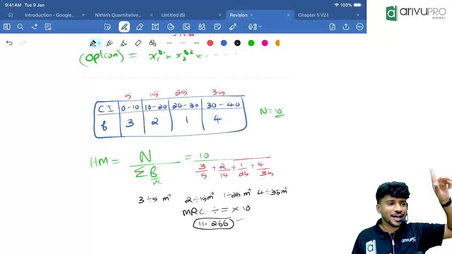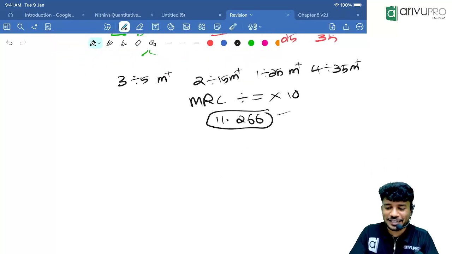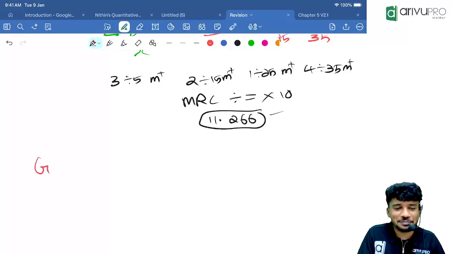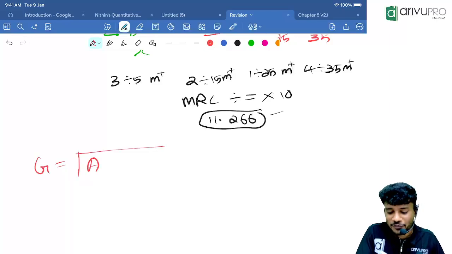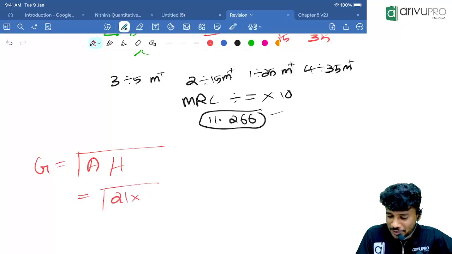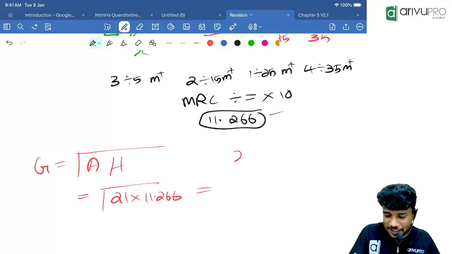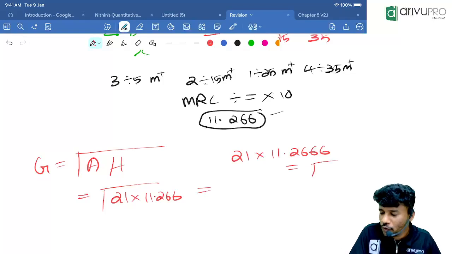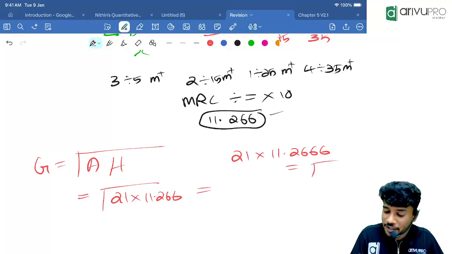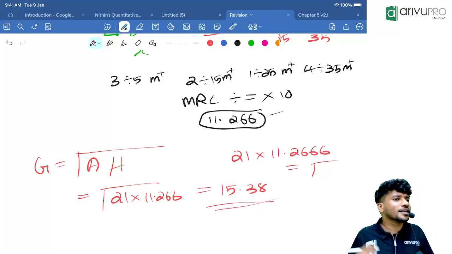So how much would have been geometric mean? You have harmonic mean. You have arithmetic mean. Can I find geometric mean? What is the formula for finding geometric mean when I have arithmetic mean and harmonic mean? Root of A into H, which is equal to root of 21 into 11.26666. How much is the answer? You will take your calculator, type 21 into 11.26666, then click equal to, click root. How much are you getting? 15.38 or 377 something you are getting.